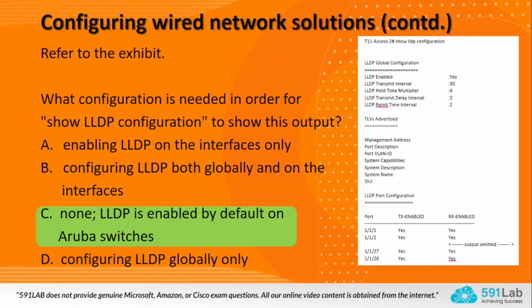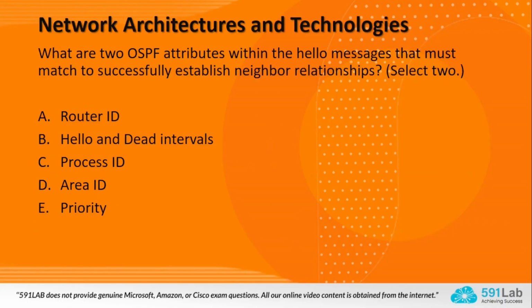Let's move on to the other question. Under network architectures and technologies, what are two OSPF attributes within the hello messages that must match to successfully establish neighbor relationships? We have to select two answers. So let's simulate this OSPF functionality using the ARCX simulator.